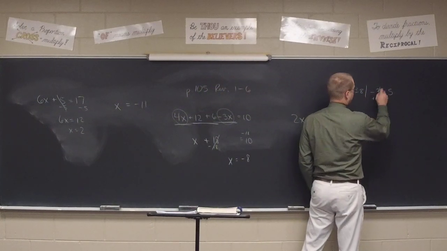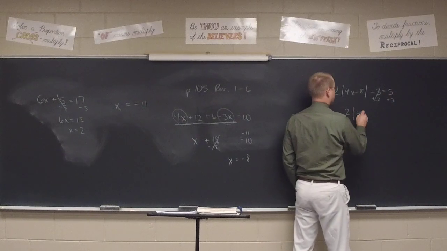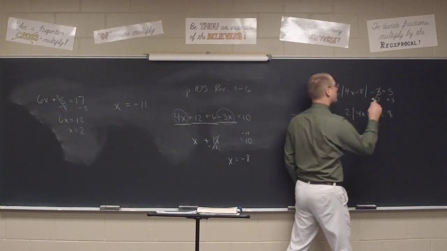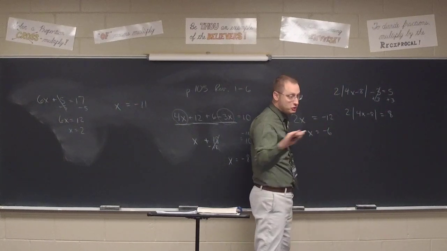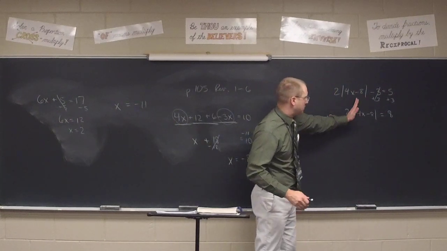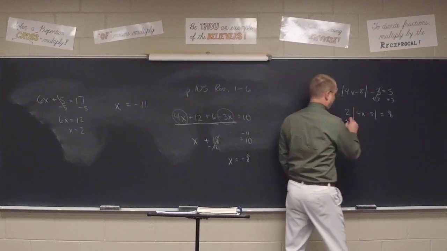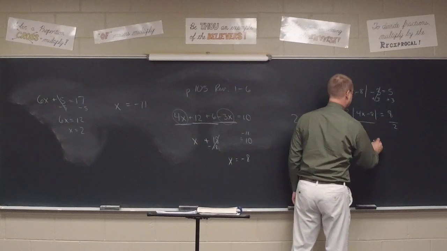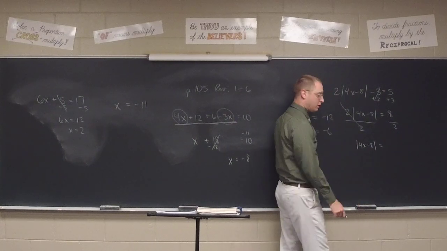Positive 3 on both sides to get 2 times the absolute value of 4x minus 8 is equal to 8. Now we're going to get rid of the 2. Not distribute the 2, get rid of the 2. It's being multiplied, so how do I get rid of it, class? Divide it away from both sides. That knocks the 2 out. Now the absolute value of 4x -8 is isolated and equal to 4.